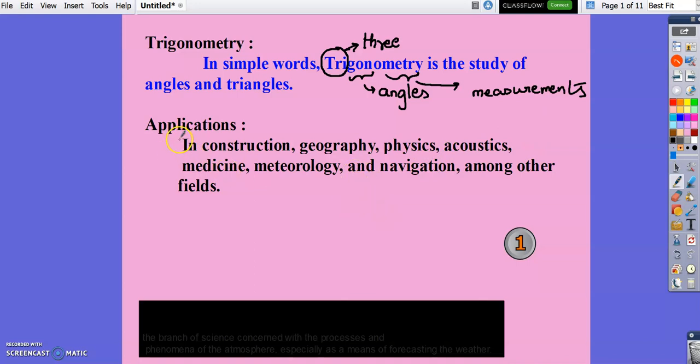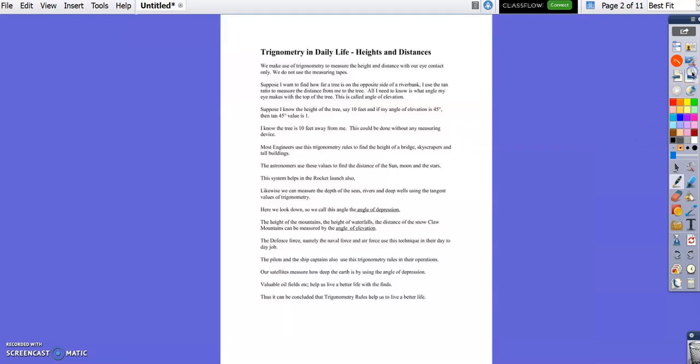Trigonometry has lots of applications. We use trigonometry in constructions, geography, physics, acoustics, medicine, meteorology, navigation, and many other fields. These are some examples which list the usage of trigonometry in daily life. Please read at your discretion. Some of them I already mentioned on the previous slide.